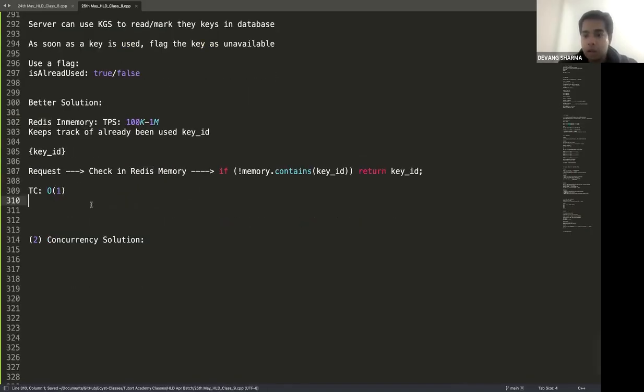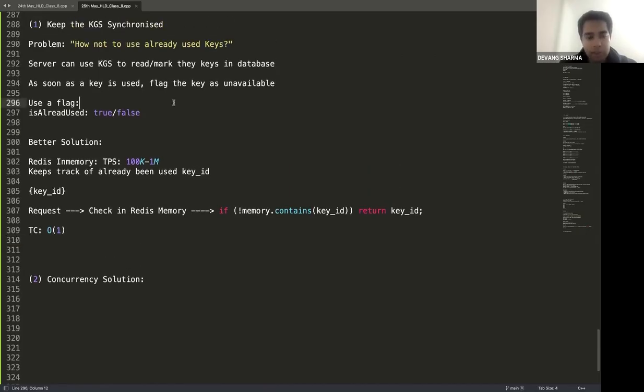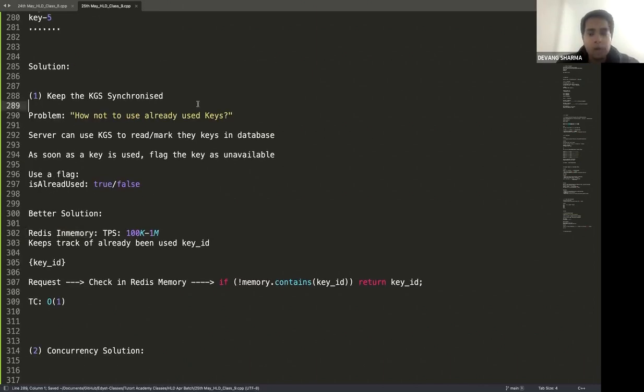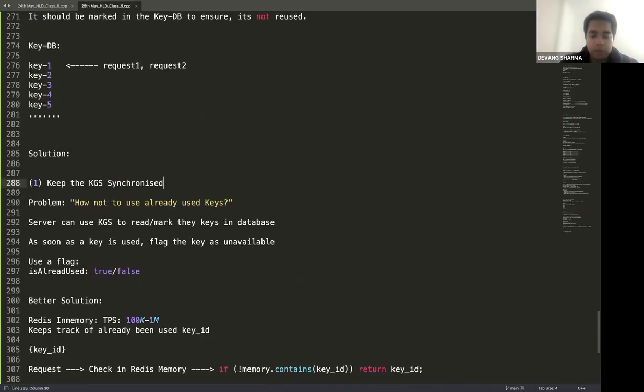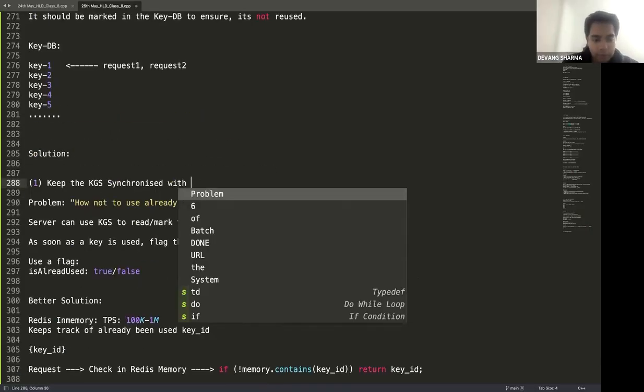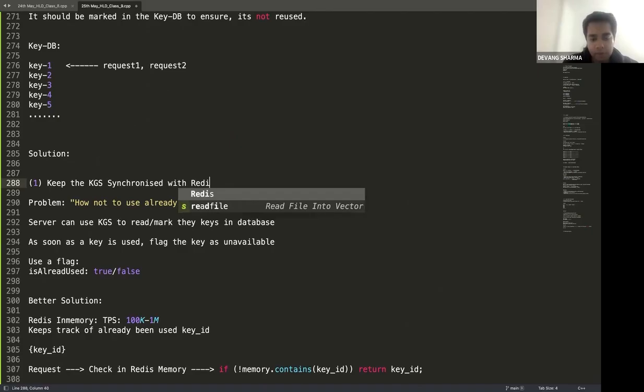So it should be synchronized across servers where KGS is hosted. It has always been synchronized. It's in memory here, right? Wherever KGS is hosted, that's where you're giving the response. That's why it will be synchronized. Okay. All right. Keep the KGS synchronized with either Redis or creating a new column. Both solutions I talked about here.